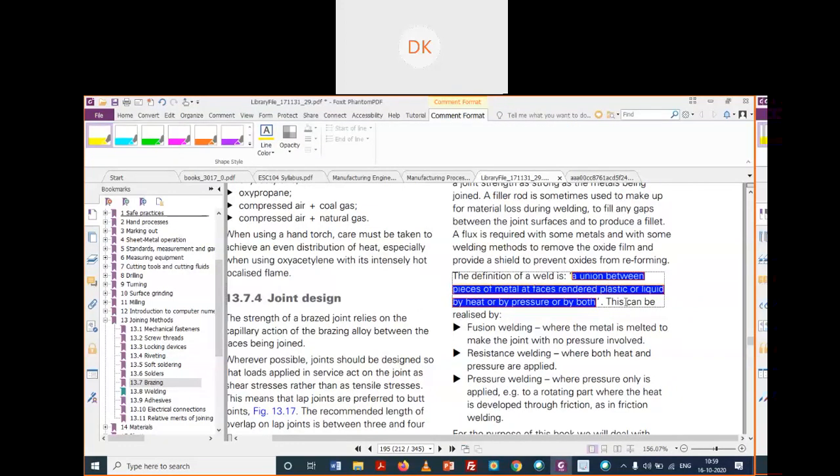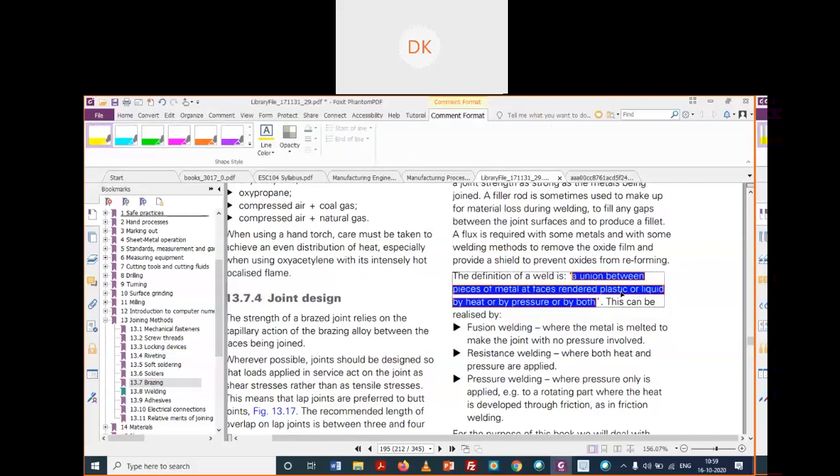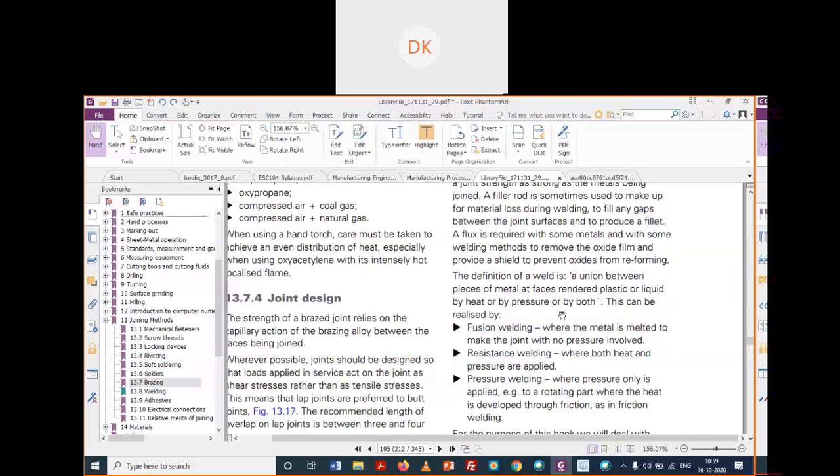A union between the pieces of metal at faces rendered plastic. When the plastic state is used, does it require pressure or not? If you want to join the material by bringing the material to plasticity, whether the pressure is required or not. What is your answer? Yes or no? Simply write in the chat box. No. Okay. What about others?